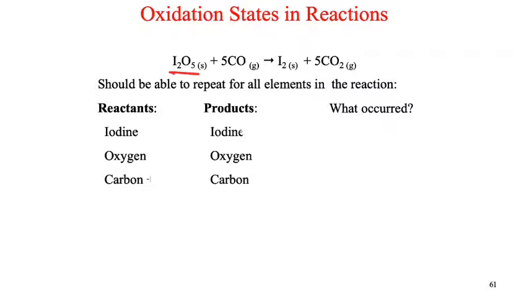How many iodines are there in that compound? 2. What's its oxidation state? You don't know because you have to solve for it. X. How many oxygens are there? 5. What's its oxidation state? How do you know it's -2? Because I told you so.